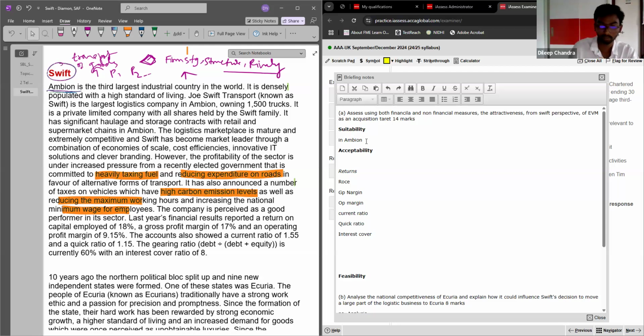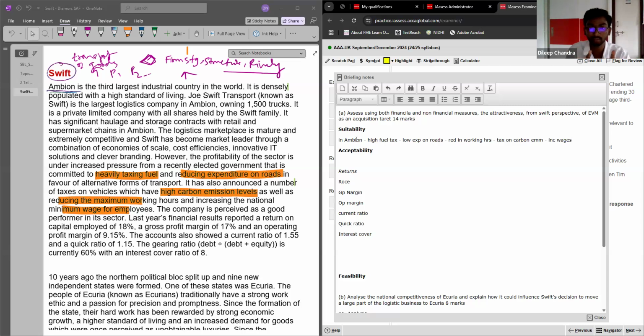Okay, in Ambien: high fuel tax, low expenditure on roads, and then what else? A reduction in working hours, then tax on carbon emission, and then increasing wages. Okay. These are the issues that the SWIFT is facing in Ambien.